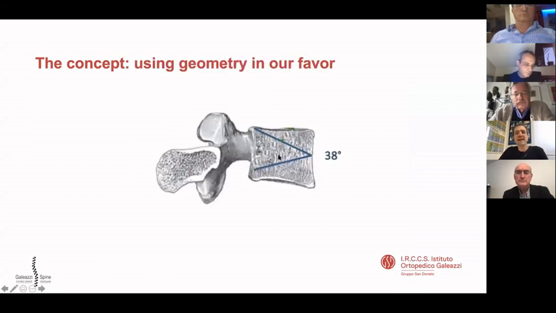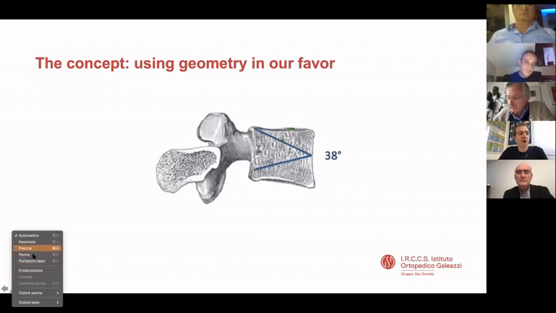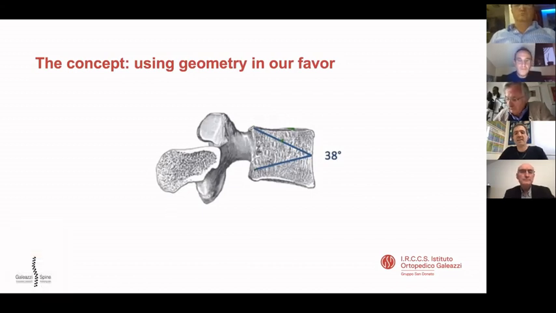The point is that the main limiting factor in the angulation of PSO is the posterior height of the resection. This height is limited by anatomical difficulties, especially the exiting roots above and below, and this causes a limitation also in the magnitude of the pedicle subtraction osteotomy angulation.